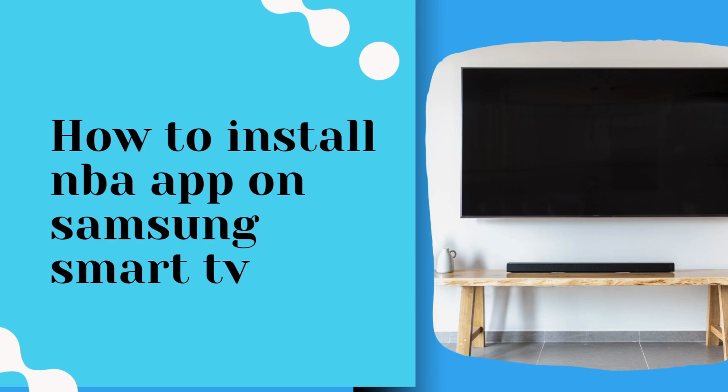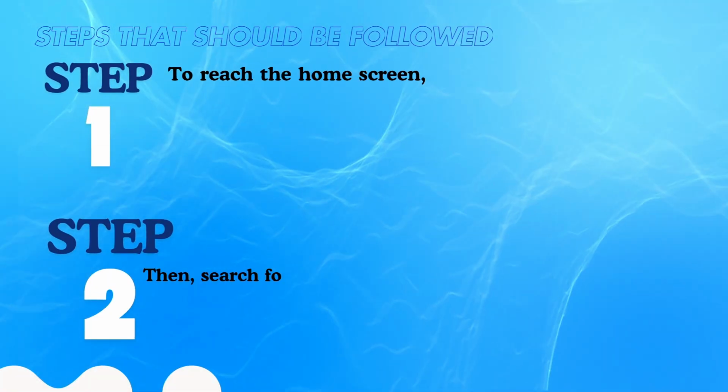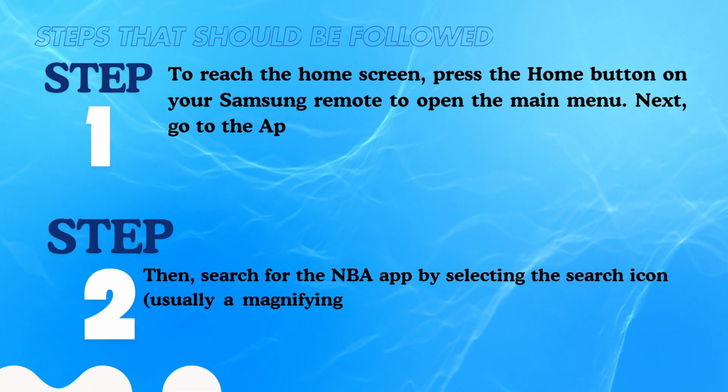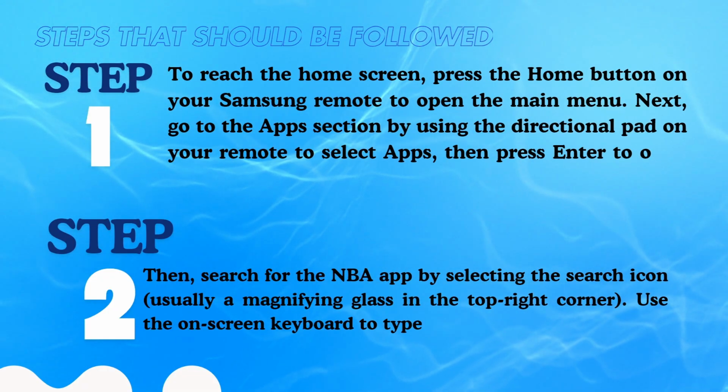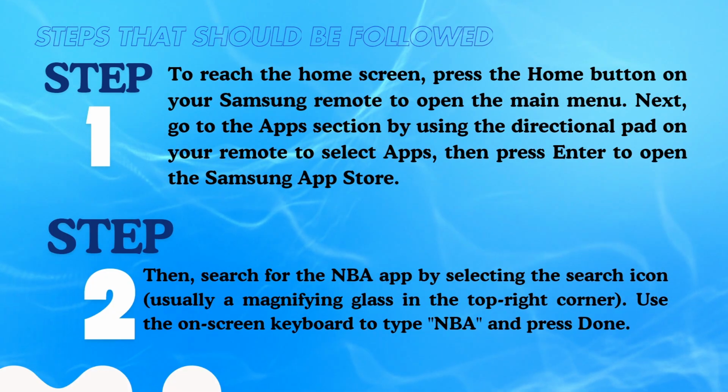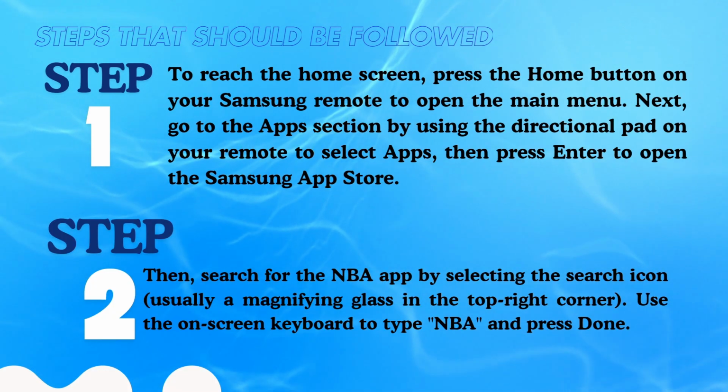In this video, we will learn how to install the NBA app on a Samsung Smart TV. To reach the home screen, press the home button on your Samsung remote to open the main menu. Next, go to the apps section by using the directional pad on your remote to select apps. Then press enter to open the Samsung App Store.